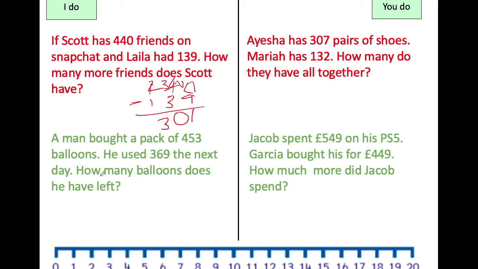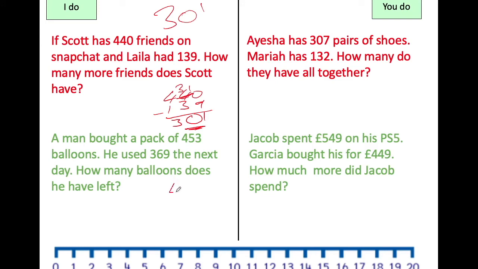Looking at the next question. A man bought a pack of 453 balloons. He used 369 the next day. How many balloons does he have left? So the original number was 453. We're taking away 369 that he used.